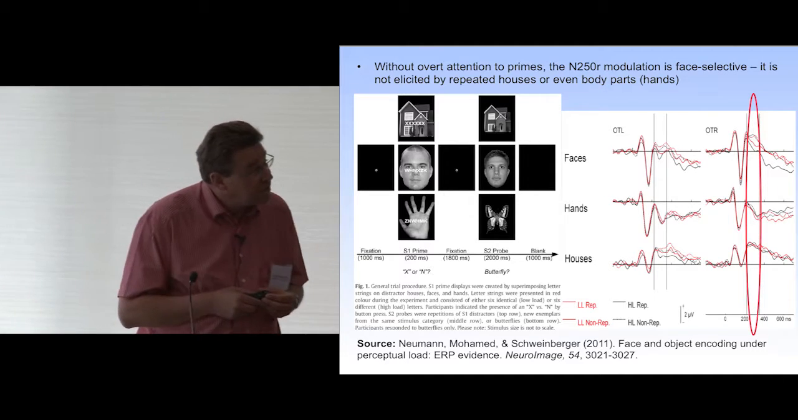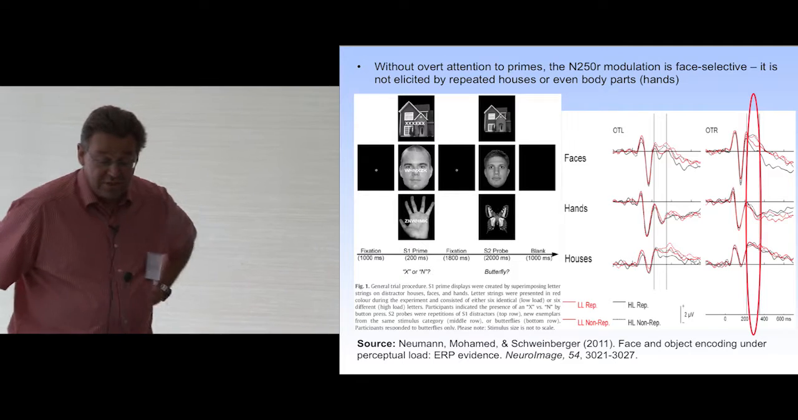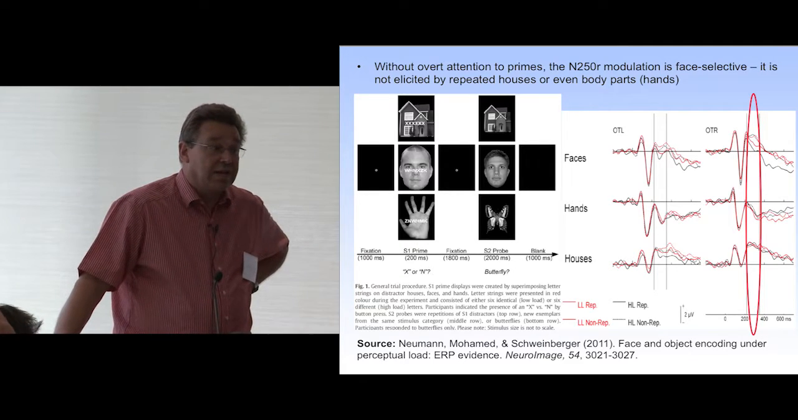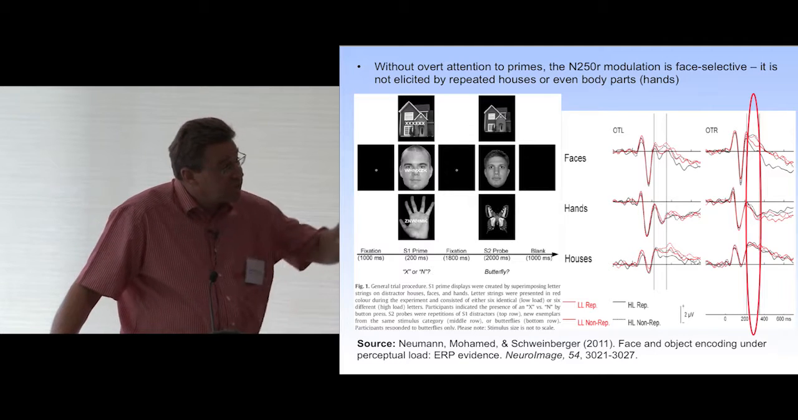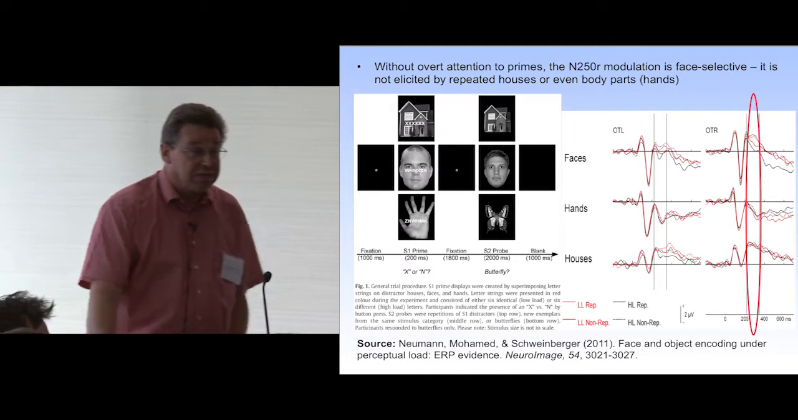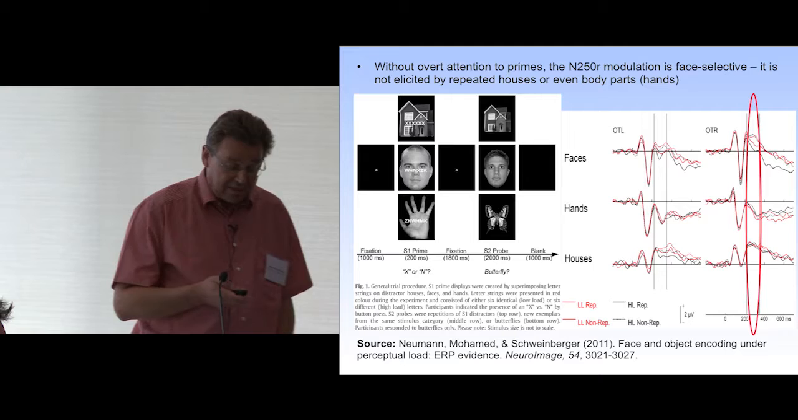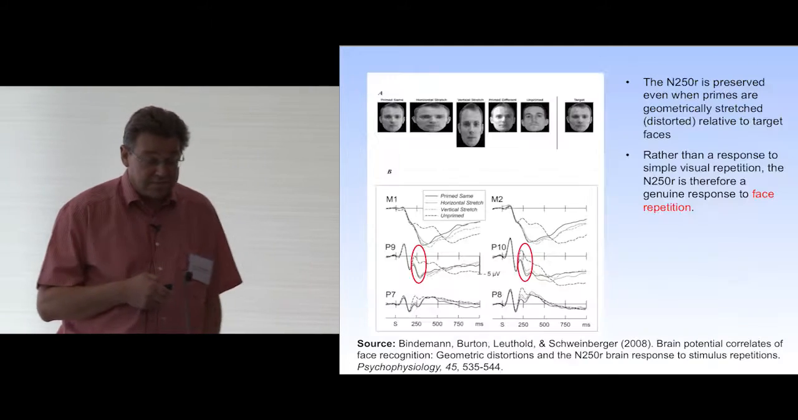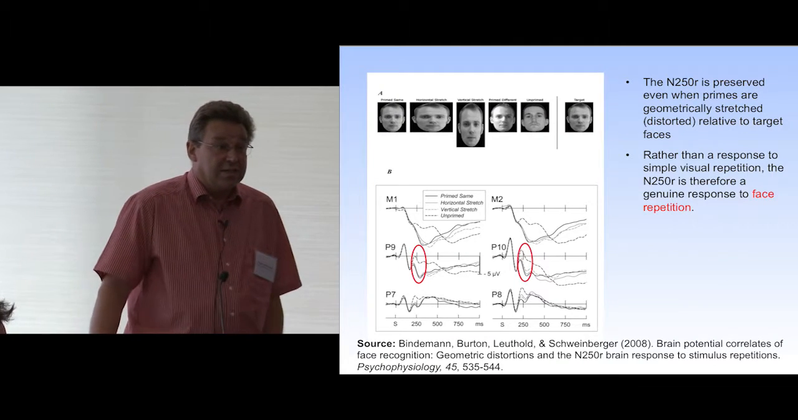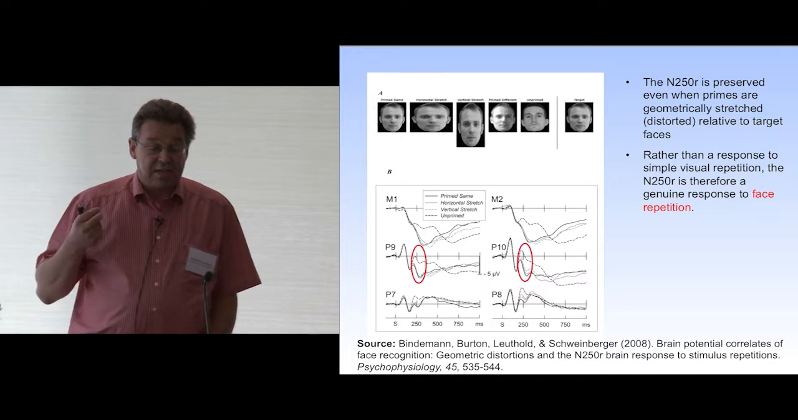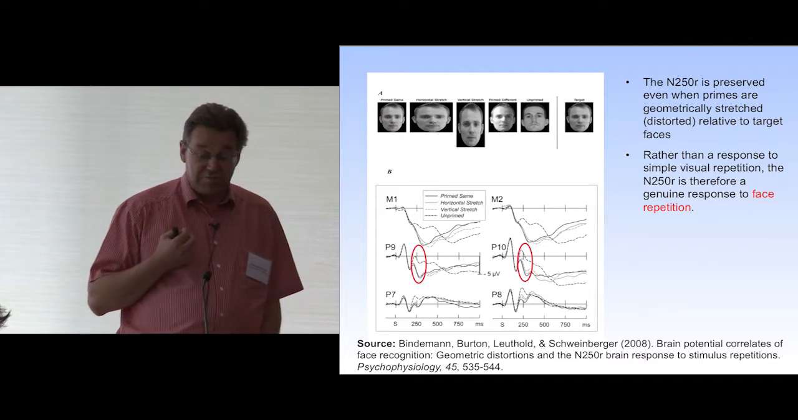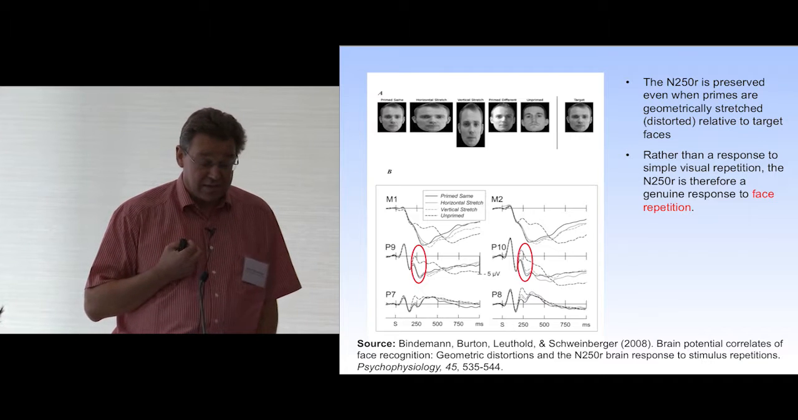And you see the typical large right occipitotemporal N250R repetition effect for faces, but you also see no N250R modulation for repeated houses and also none for repeated hands. This study by Markus Bindemann shows that the N250R is entirely preserved when primes are geometrically stretched relative to target faces.